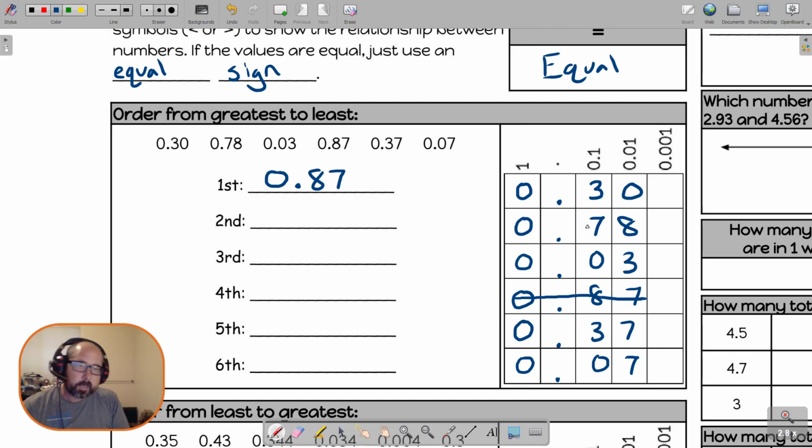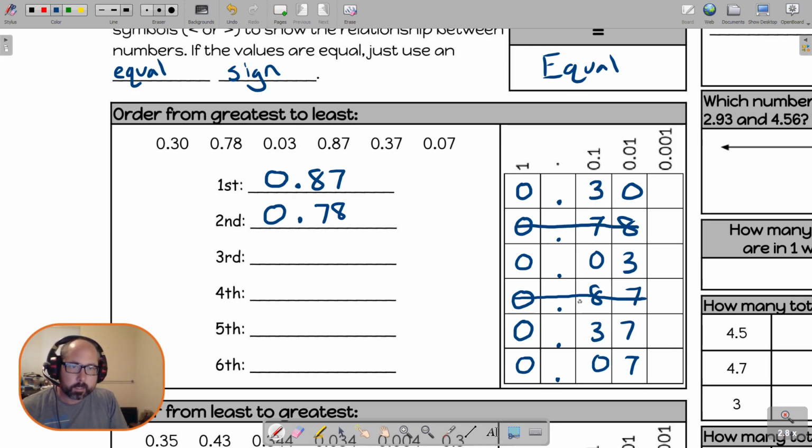All right, now I'm going to find the next largest number. So I have a 3, 7's the biggest, and yeah, 7 definitely wins. So I'm going to write that number in second place, 0.78. So I'm still trying to keep things as lined up as possible. If you have kind of messy handwriting like me, that's okay. Just take your time, do your best. All right, so I used that.